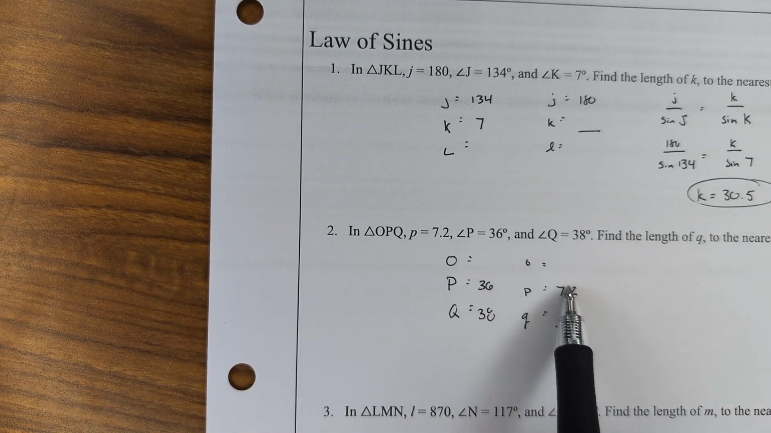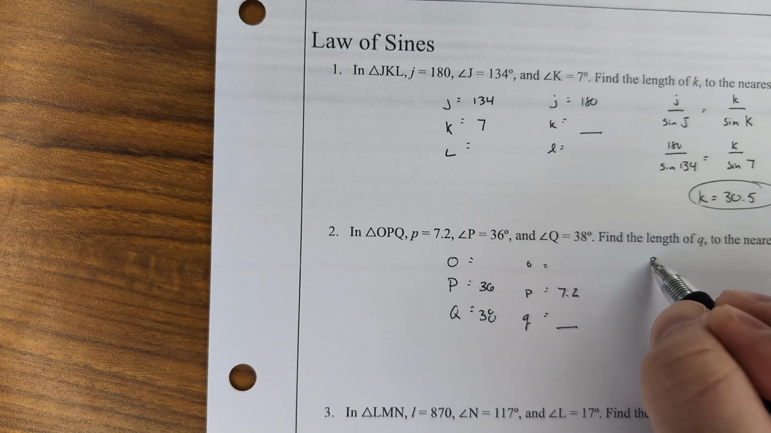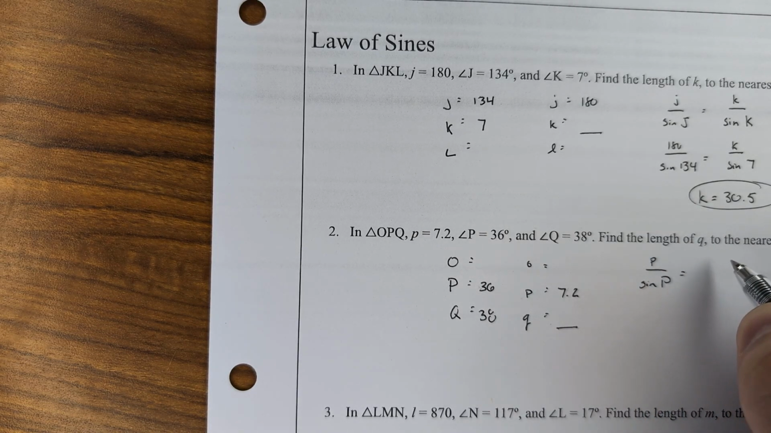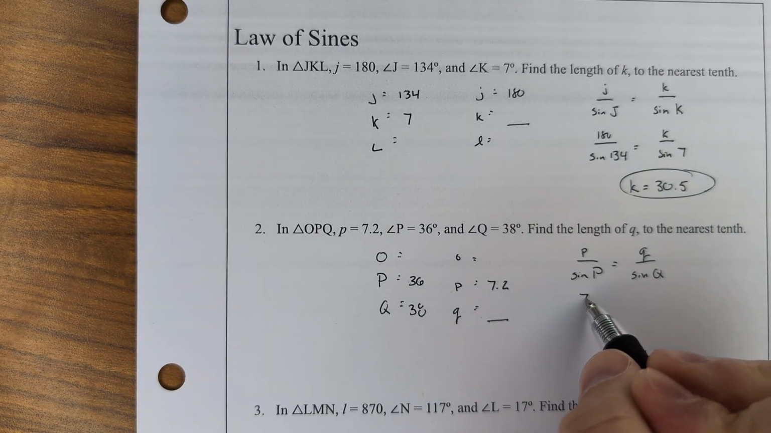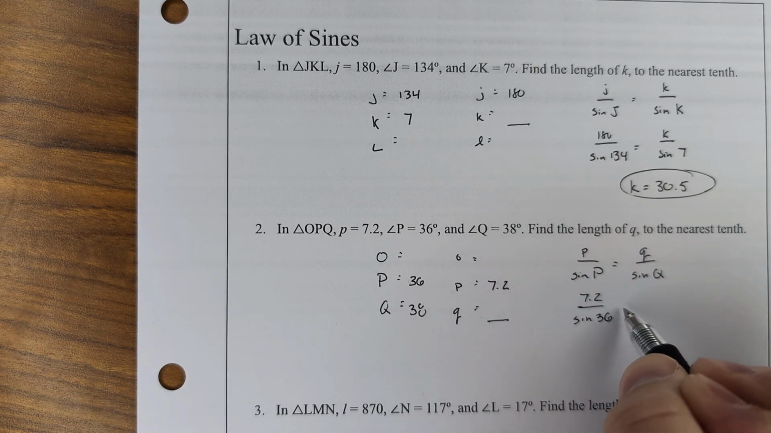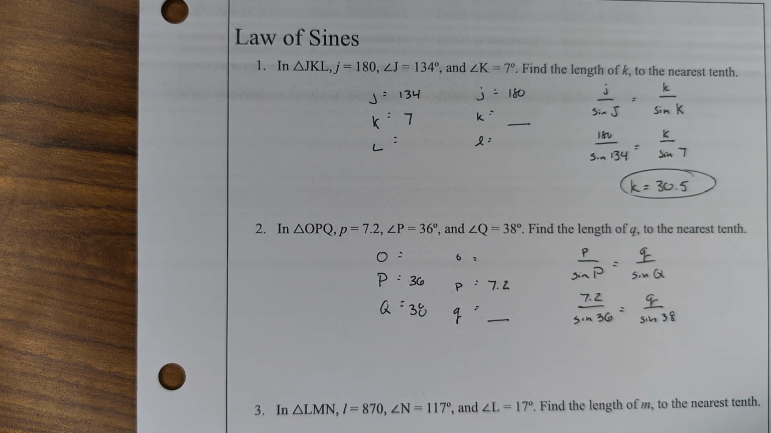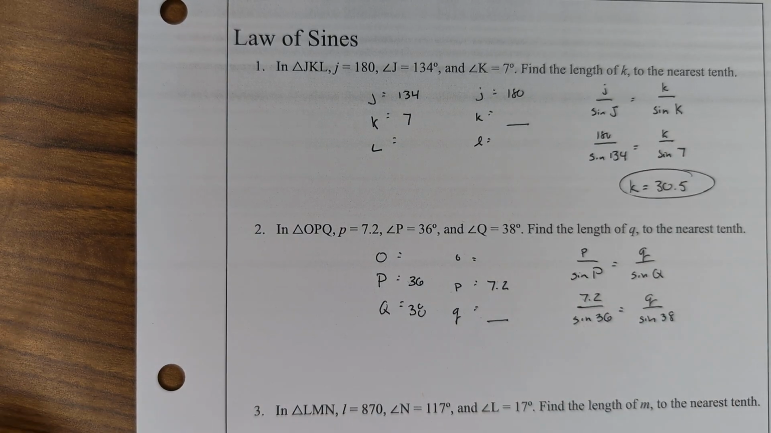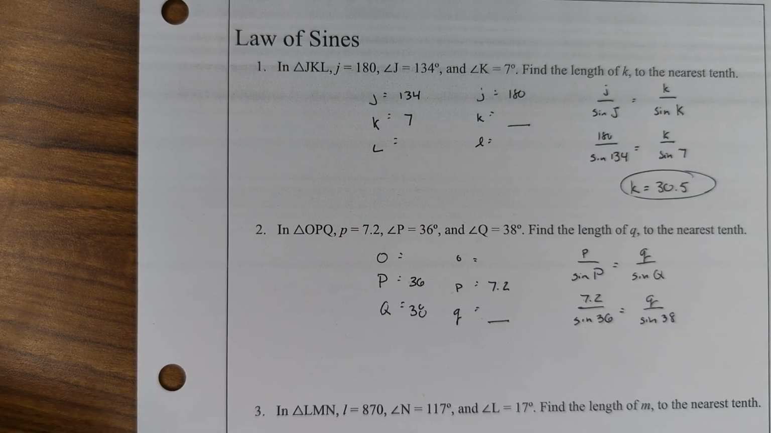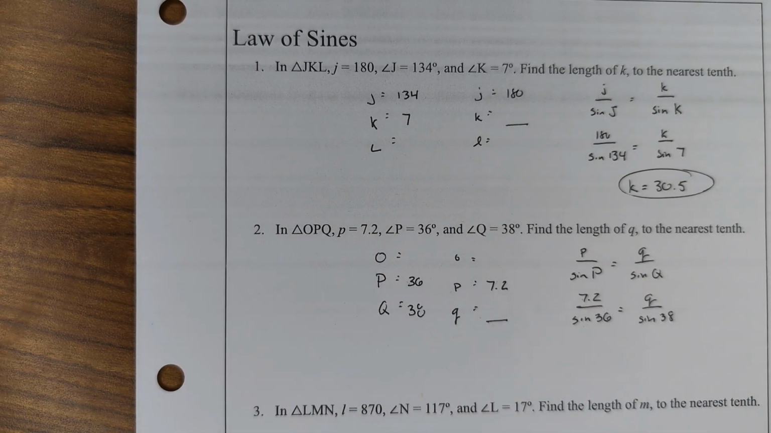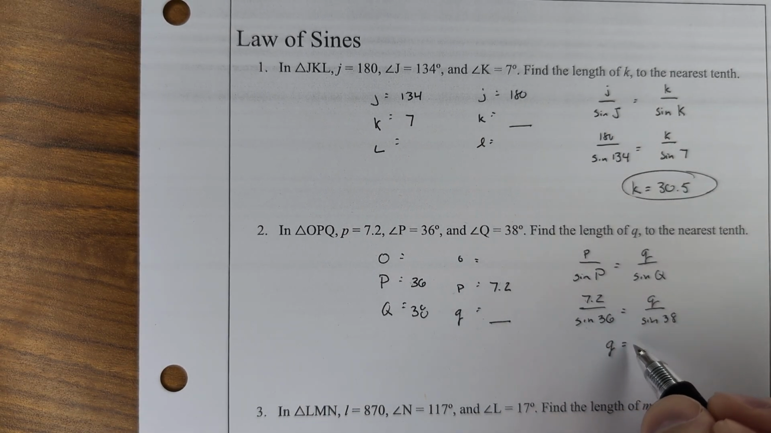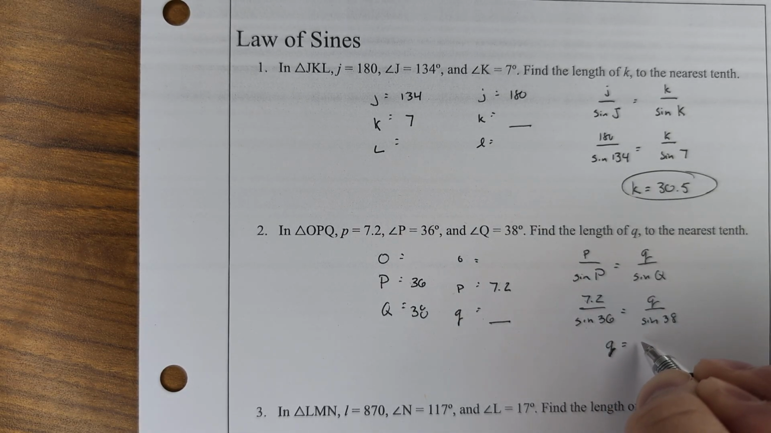So in this case, once again, we have our angle side pair. We're looking for this. So P over sine big P equals Q over sine big Q. So 7.2 over sine 36 equals little q, my unknown, over sine 38. Once again, we can do this all at once in our calculator: 7.2 divided by sine 36 times sine 38 to move it across. So little q is 7.5.